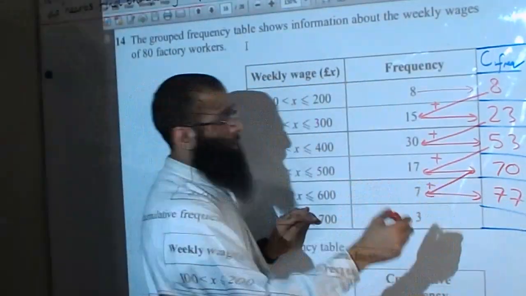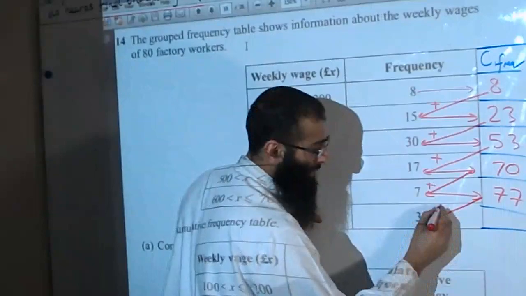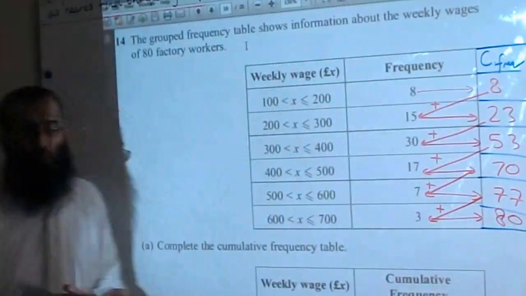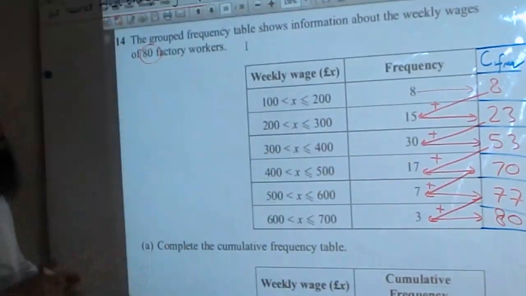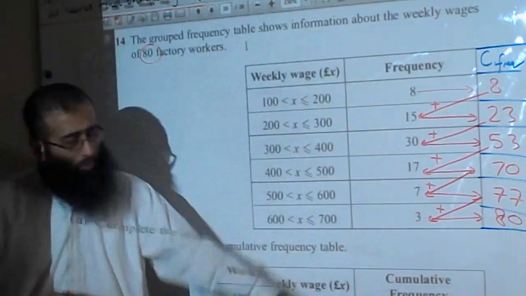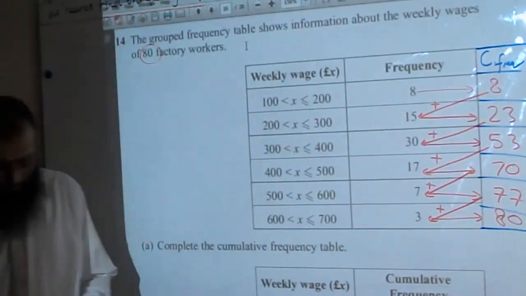They've got all in, yeah? And then 77 add the last number, add 3 will give us? 80. Are we happy with 80 now, yeah? So we have reached the number that was given to us in the beginning of the question. We've completed the cumulative frequency table.